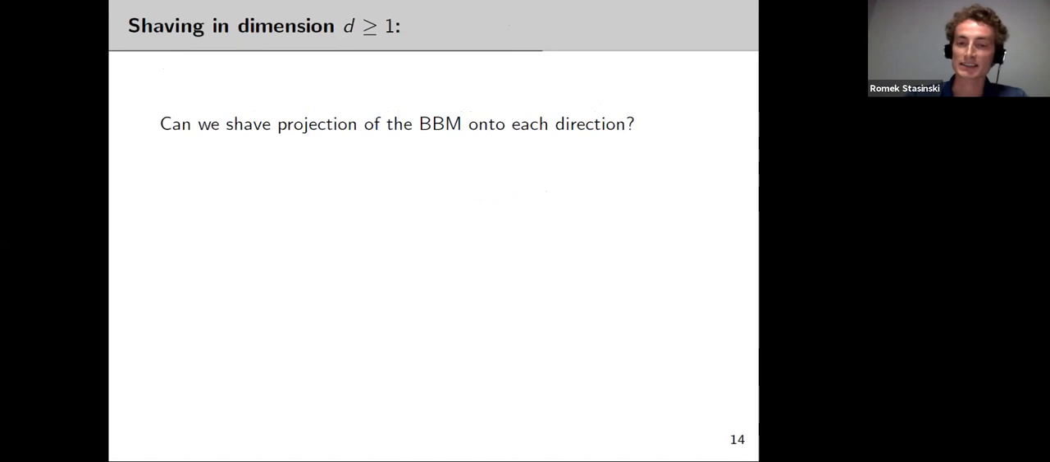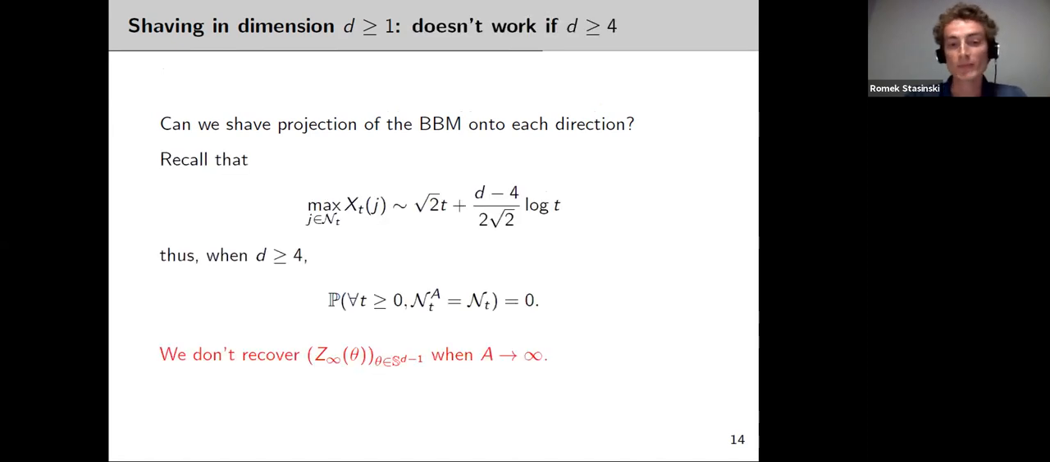So maybe we can do exactly the same in the d-dimensional setting and just shave the projection of the BBM onto each direction. Well, if you remember Bastion's result, then you see that the issue is that in dimension d greater than 4, we're going to see particles that will be much higher than square root of t. That means that no matter how high we place the barrier A, there will always be particles that hit that barrier in their lifetime. So the conclusion is that we won't be able to recover the limit of the derivative martingale when we let A go to infinity.